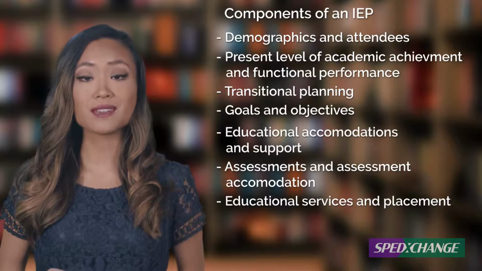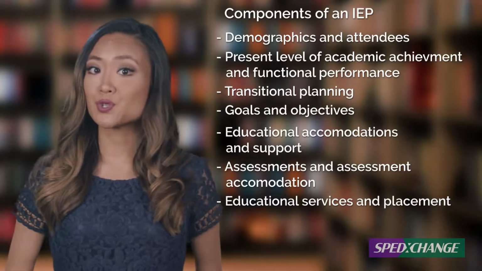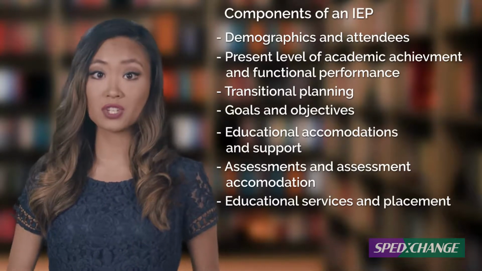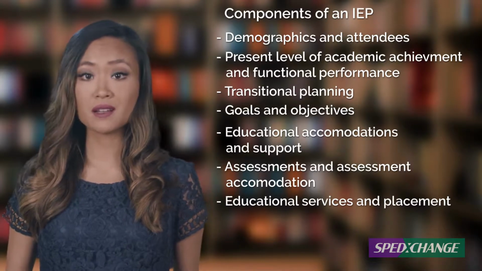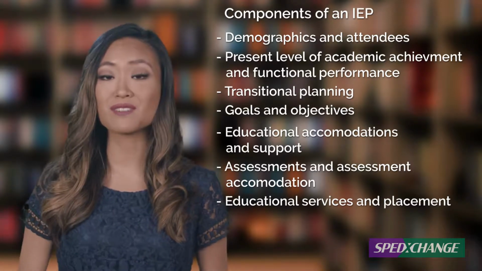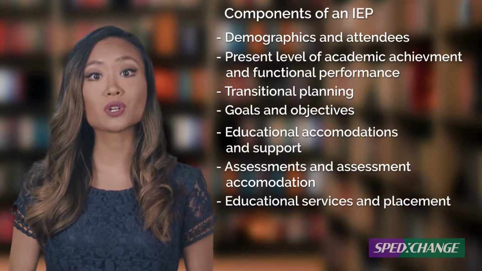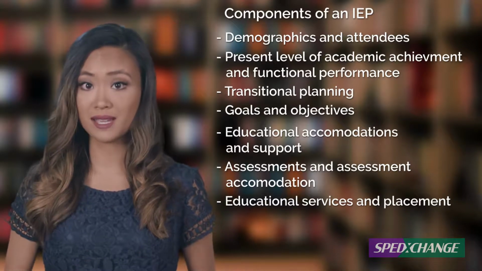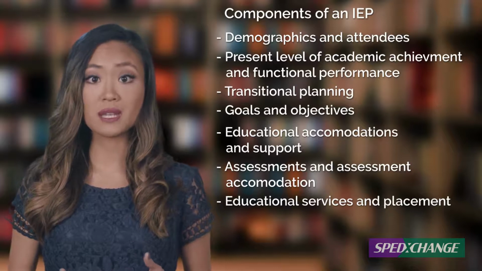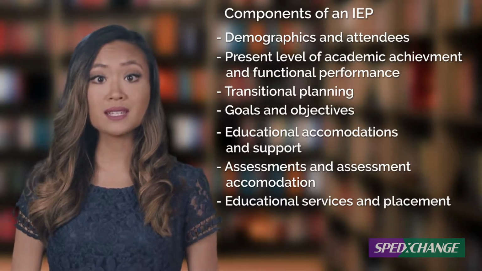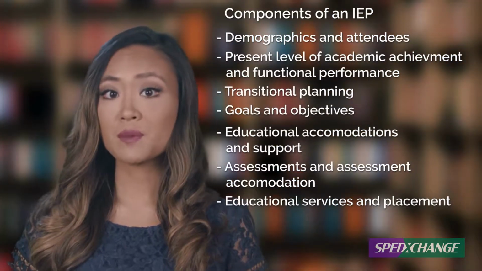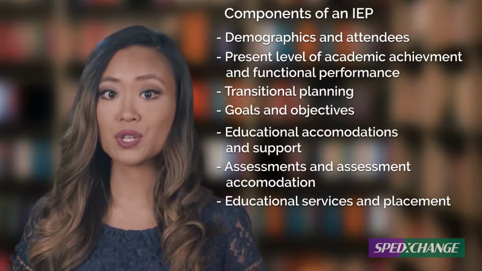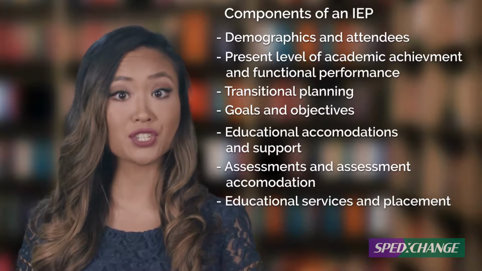Educational services and placement. Only after the student's present levels of academic achievement and functional performance, goals, supplementary aids, accommodations, and modifications have been discussed can the decision regarding educational placement be made. The special education team, including the parent or guardian, needs to consider 3 placements before agreeing on one. To the maximum extent appropriate, the student should be educated within general education.